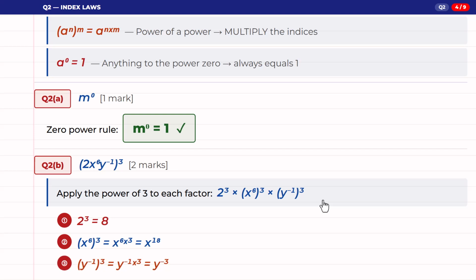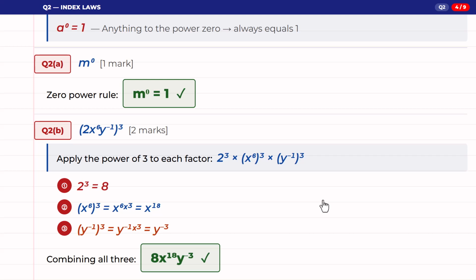y to the minus 1 raised to the 3. Multiply the indices, negative 1 times 3 equals negative 3. So y to the minus 3. Combining all three results, 8x to the 18 y to the minus 3.